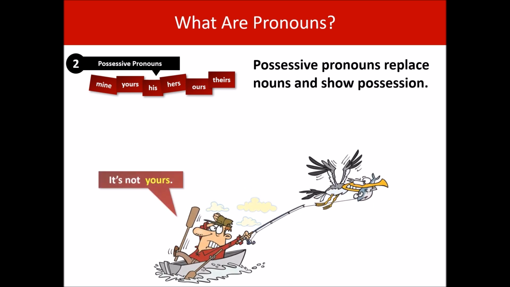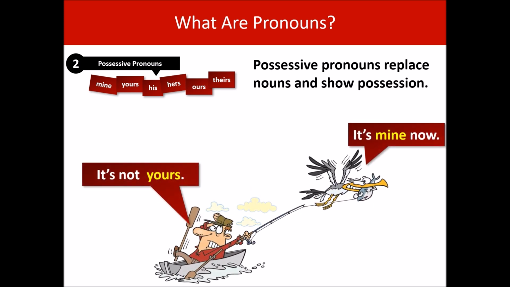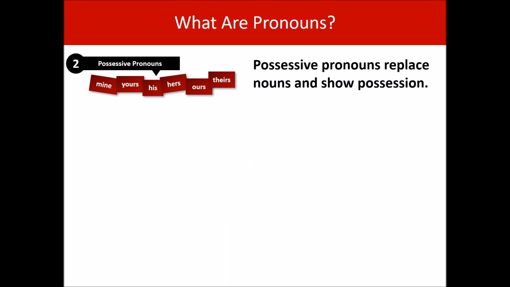Look at this picture. "It's not yours," said the fisherman. "It's mine now," said the seagull. So, this possessive pronoun replaces the noun fish and shows possession. It's not your fish. It's my fish now. So you can see how the word replaces the noun fish and shows possession. Okay, that's all we're going to say about possessive pronouns.